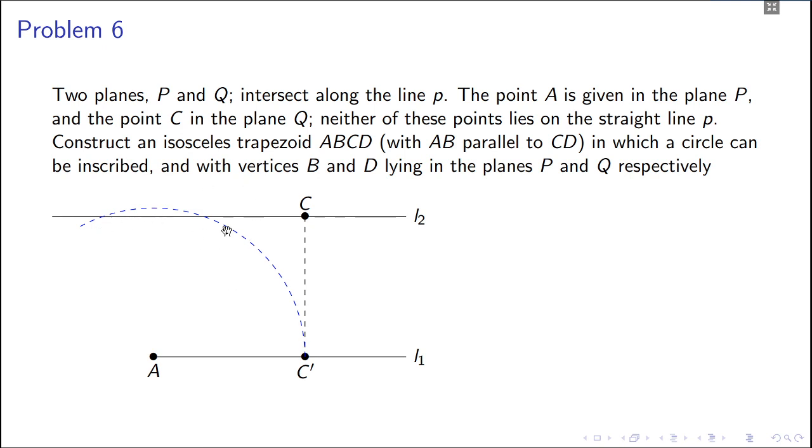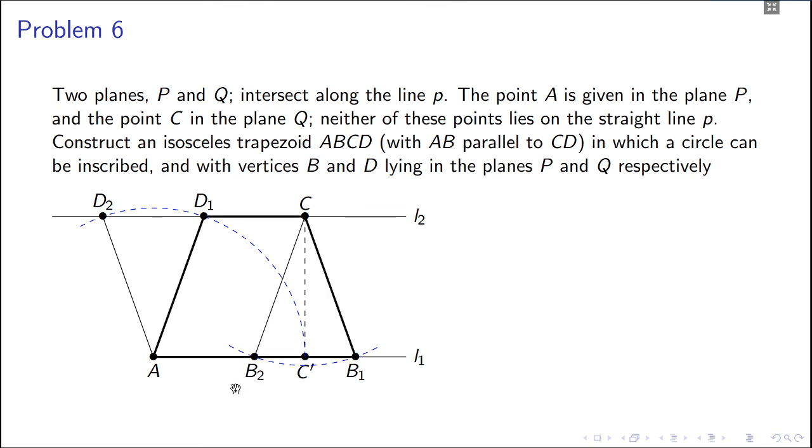So what we do is we call these D1 and D2, and after that I join AD1, AD2. And after that, all we have to do is construct lines through C parallel to AD1 and AD2, this and this. What you can also do is, from C as center, you mark off the arc with the same radius and take the intersection points. Call these B1 and B2. And now you have your 2 trapeziums. One is this A, B1, C, D1, and another one is this A, B2, C, D2. These are the 2 trapeziums that you get.